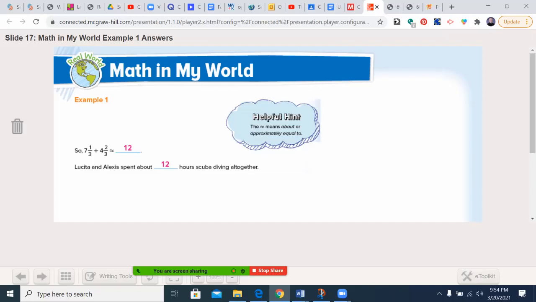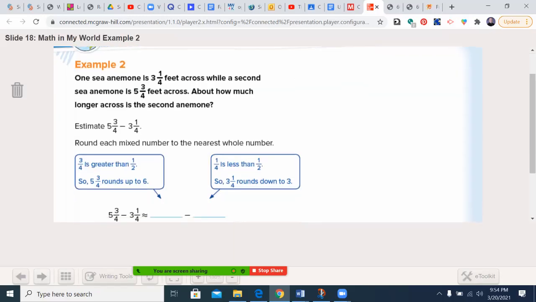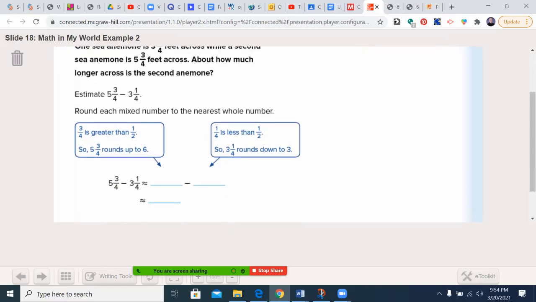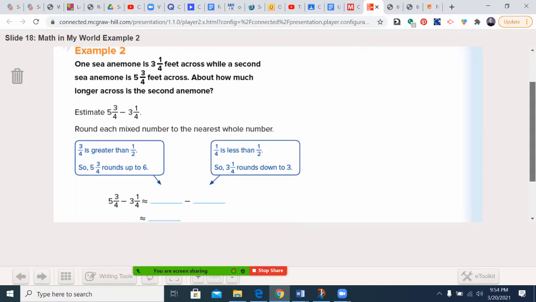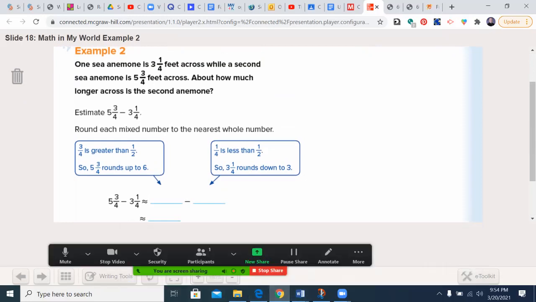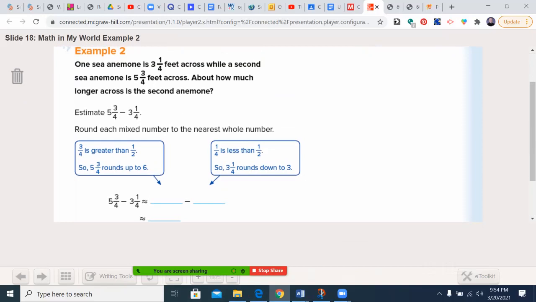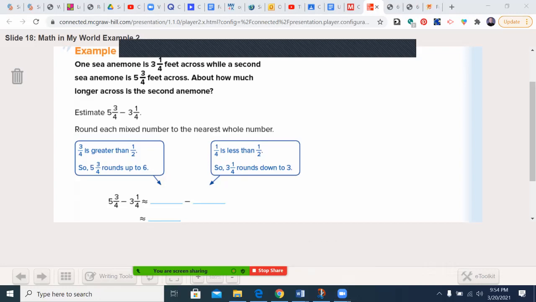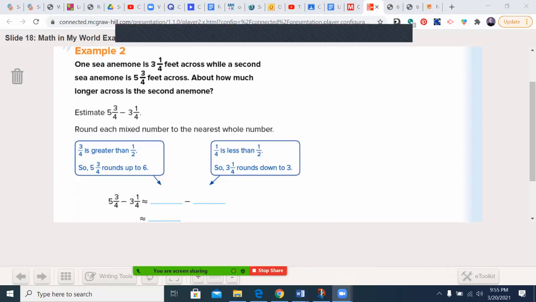Okay. Let's move on to example nine. This is at the top of 664. This would be another one where there's some things below it, but see if we can get it close. All right, one sea anemone is 3 1/4 feet across, while a second sea anemone is 5 3/4 feet across. About how much longer across is the second anemone? So we're looking at a difference. Tells us subtraction. And our first number is 5 3/4 minus 3 1/4.